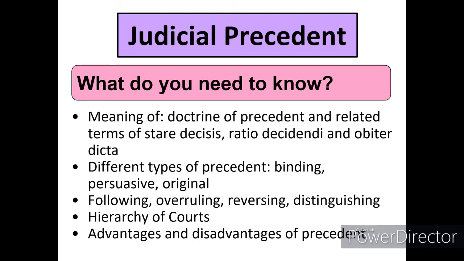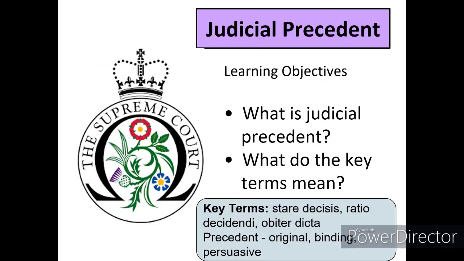Finally, you might get a 15 mark evaluation question on Judicial Precedent, so you also need to know the advantages and disadvantages of it. In this first lesson, we're going to be looking at what Judicial Precedent is, and exploring some of the key terms. By the end of this session, you should be able to explain stare decisis, ratio decidendi, obiter dicta, and the different types of precedent.